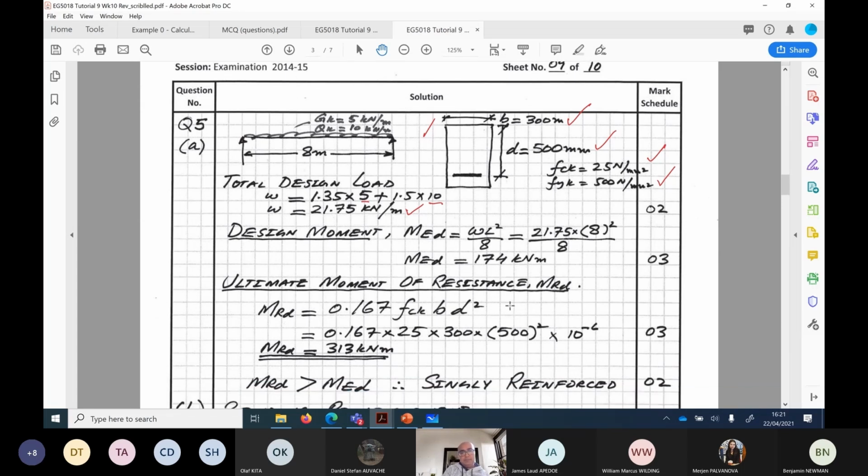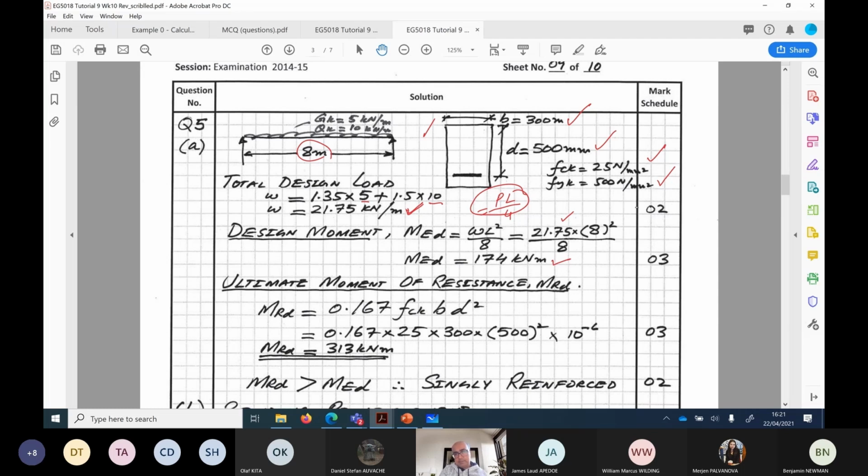So applied moment will be equal to WL squared over 8 because we have UDL. If we had a central point load, then moment is going to be PL over 4, applied load times length over 4. If we had a combination of central point load and uniformly distributed load, then we will add these two moments up. So WL squared over 8, W is your design load, which we worked out here, and L is your span, which is 8 meters. When you work this out, it comes out to be 174 kilonewton meter.